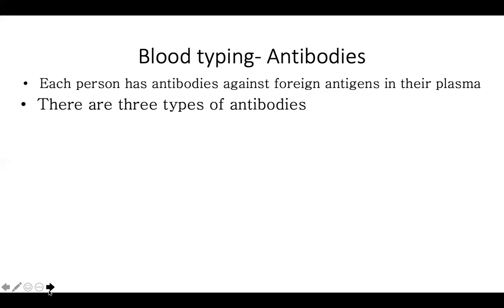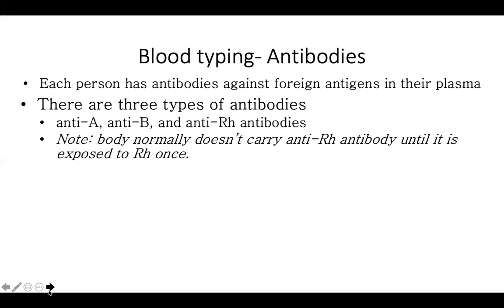Now, like antigens, we also have three different types of antibodies. And their options are going to be still what? Anti-A antibody, anti-B antibody, and anti-Rh antibody. So notice that the options are still the same options we have for our antigens. Again, A, B, and Rh.